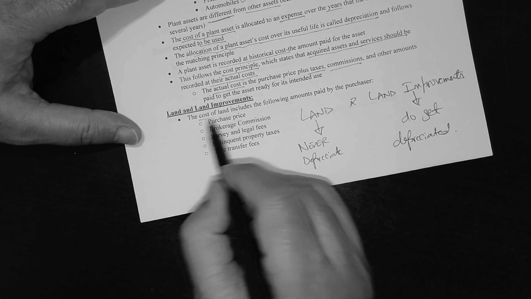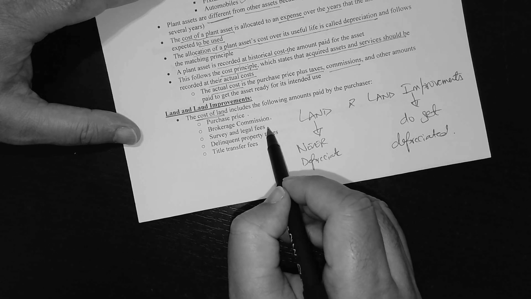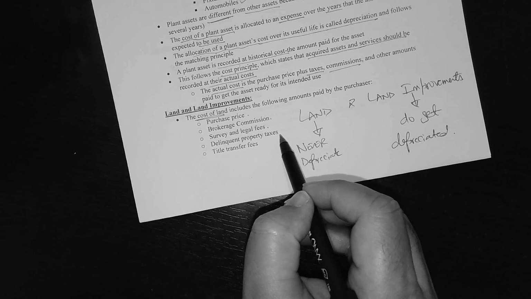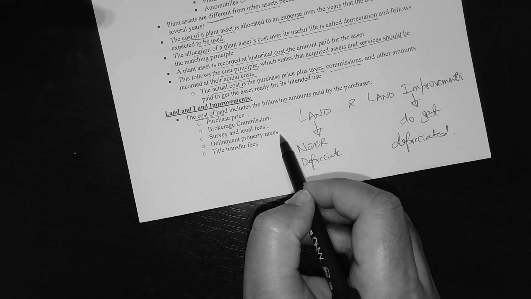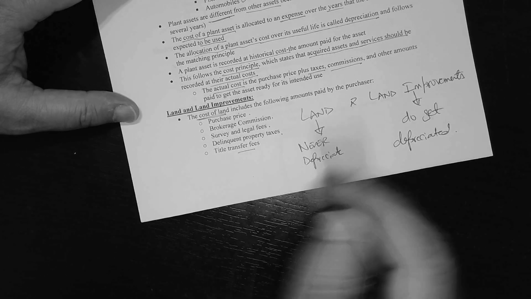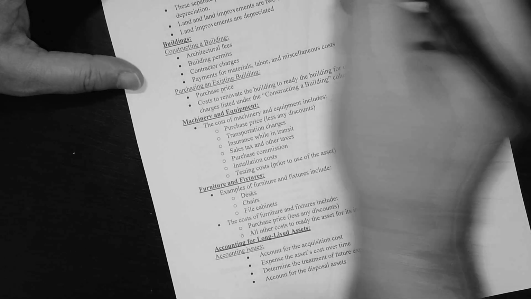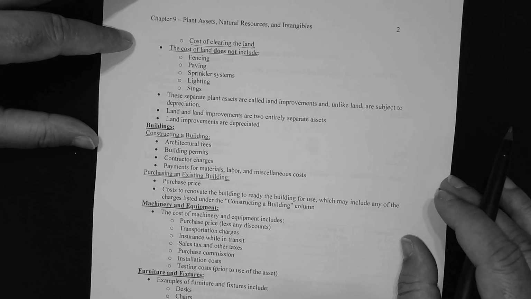The cost of land may include purchase price, brokerage commission, survey and legal fees. If there are any delinquent property taxes, what is delinquent? The previous owner didn't pay the tax. Now you are assuming ownership of the property, so you have to pay the past taxes. Title transfer fees are all included in the cost of land, including the cost of clearing the land. Whatever the reason you are buying the land, you have to include this in the cost.